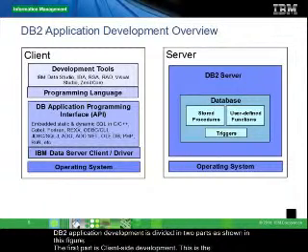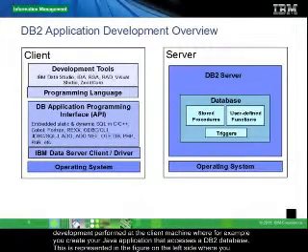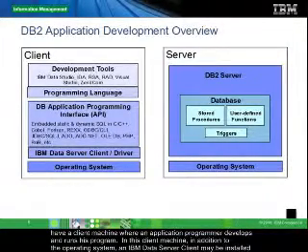DB2 application development is divided into two parts as shown in this figure. The first part is client-side development. This is the development performed at a client machine where, for example, you create your Java application that accesses a DB2 database. This is represented in the figure on the left side, where you have a client machine where an application programmer develops and runs his program.